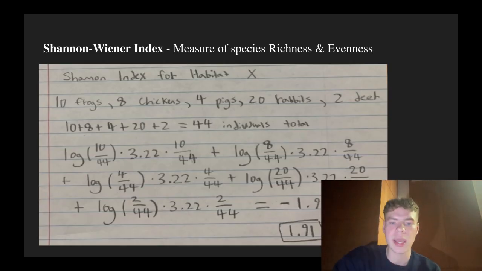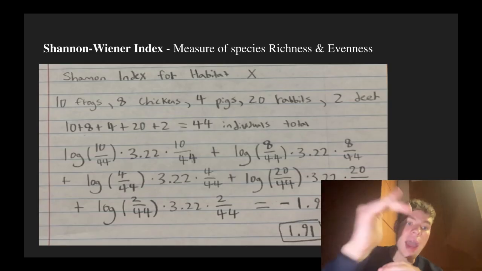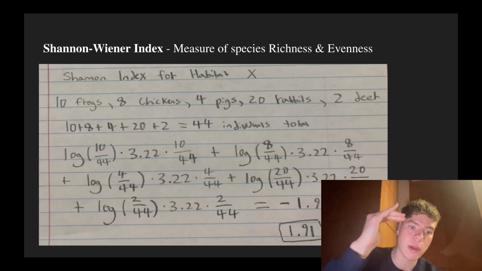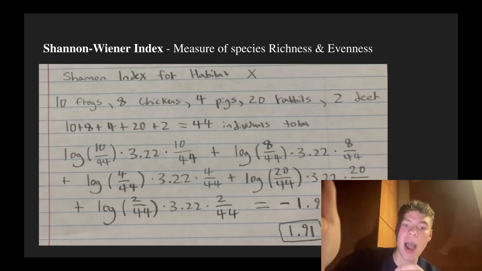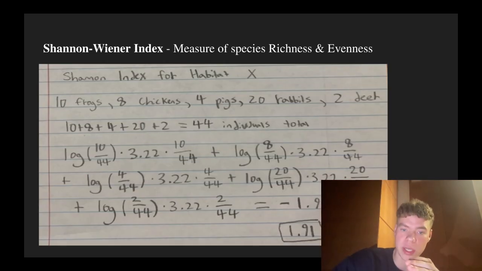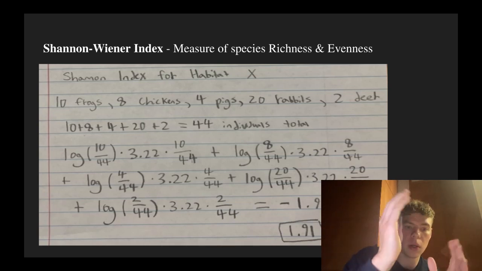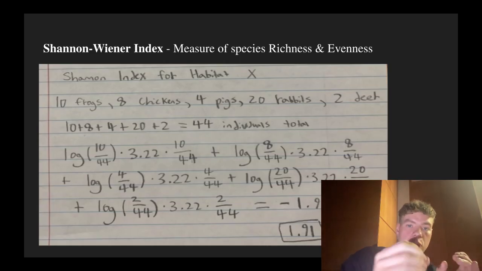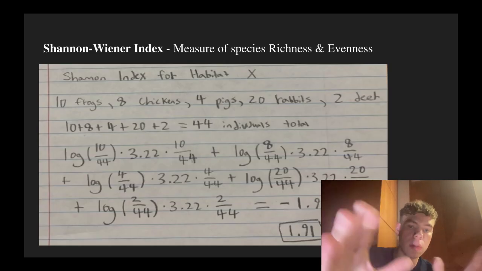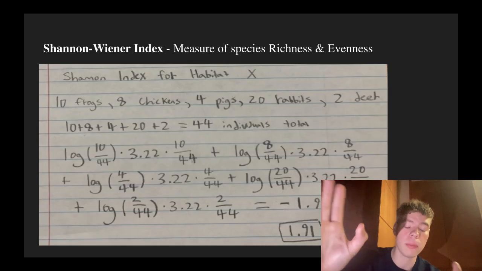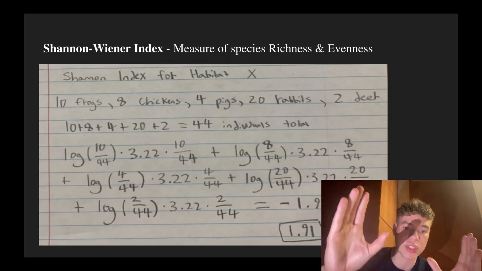And how you would calculate this is you can go in your calculator, any TI-84 calculator, and you do the log of that number of organisms. So with frogs, we have 10 organisms divided by the total number of organisms, which would be 44. So we would do log of 10 divided by 44, multiply by 3.22. Don't ask me why 3.22. From what I've learned in class, that is just a standard.